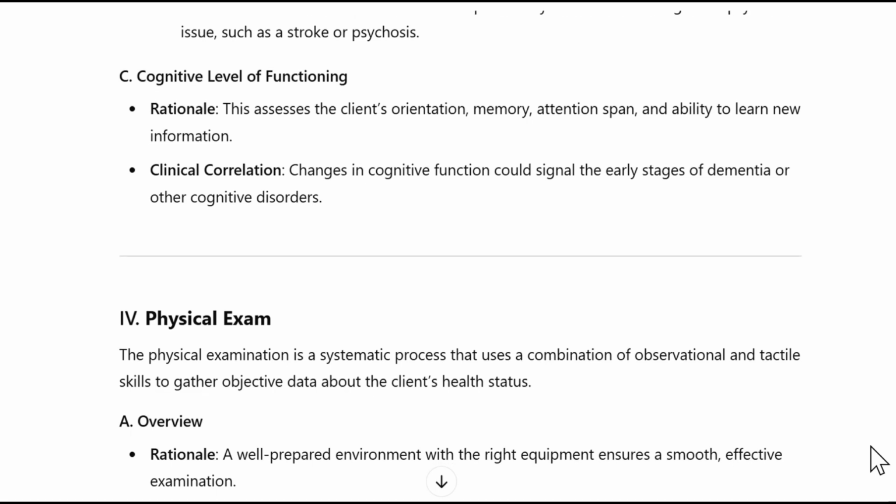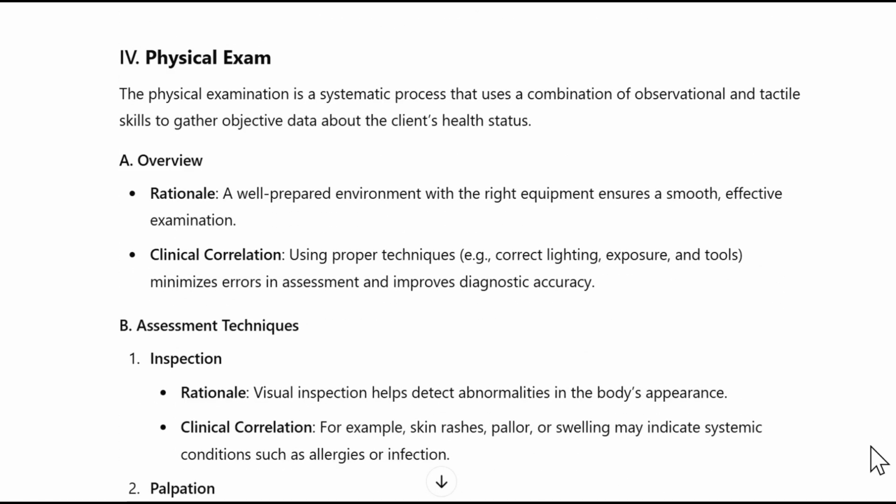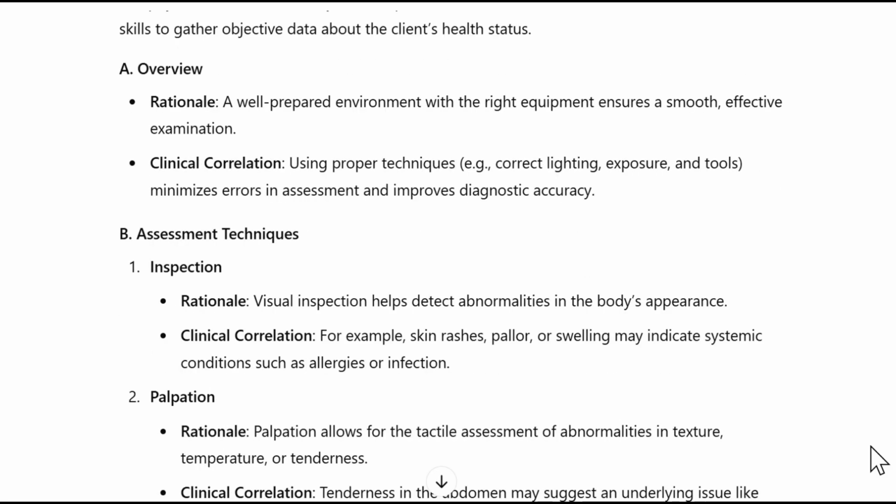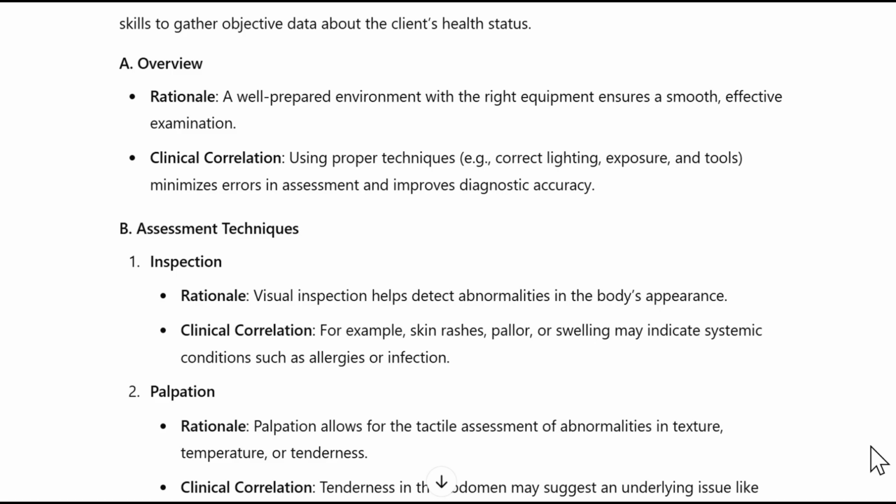IV. Physical exam. The physical examination is a systematic process that uses a combination of observational and tactile skills to gather objective data about the client's health status. A. Overview. Rationale. A well-prepared environment with the right equipment ensures a smooth, effective examination. Clinical correlation. Using proper techniques, e.g., correct lighting, exposure, and tools, minimizes errors in assessment and improves diagnostic accuracy.